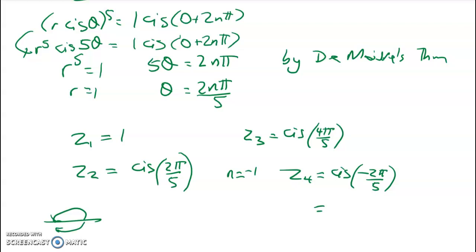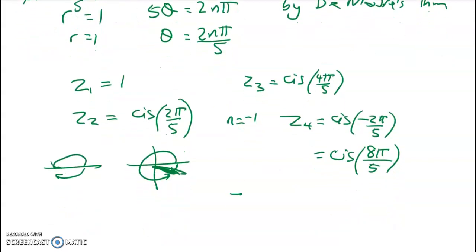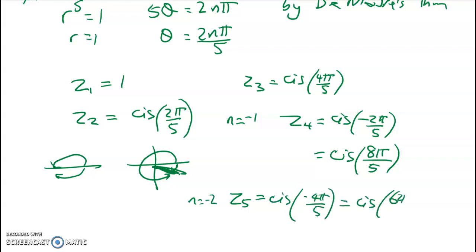But for this question it's actually worth noting that when I've got -2 pi on 5, that's going that way, but if I go the other way, that's the same as 8 pi on 5, right? And I'm doing that because I'm seeing what the second half of the question's got waiting for me. And then Z5, where n is equal to -2, is equal to cis of -4 pi on 5, which is equal to cis of 6 pi on 5.